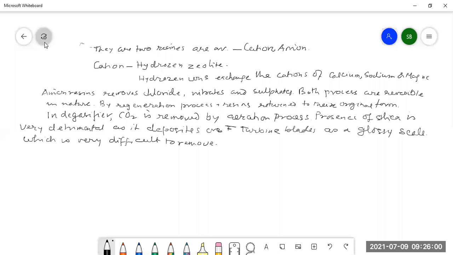Now, magnesium hydroxide, Mg(OH)2, is often used to absorb silica from water. Magnesium hydroxide is used in the tank to remove the silica content.